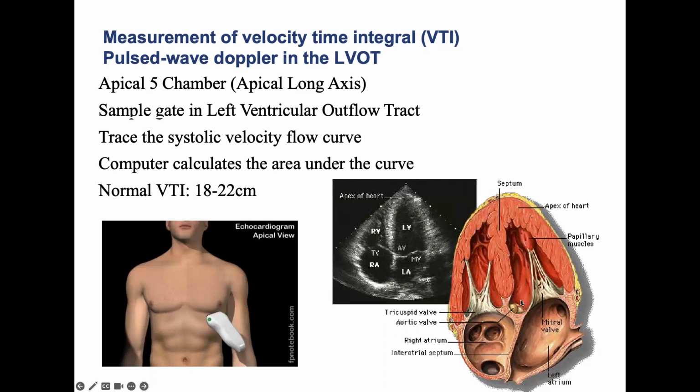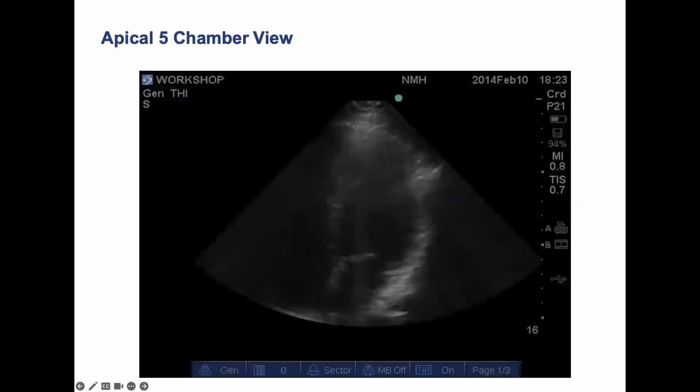You're going to put the pulse wave Doppler right here in the LVOT, and you're going to hit trace for your pulse wave Doppler. You're going to be able to trace the systolic velocity curve that we'll see in the next couple slides. Then the computer will calculate the area under the curve, and you'll get a VTI, which will be in distance. So 18 to 22 centimeters is a normal VTI.